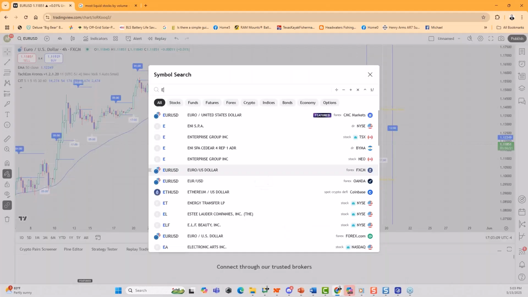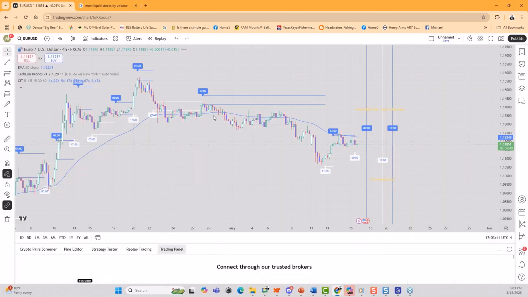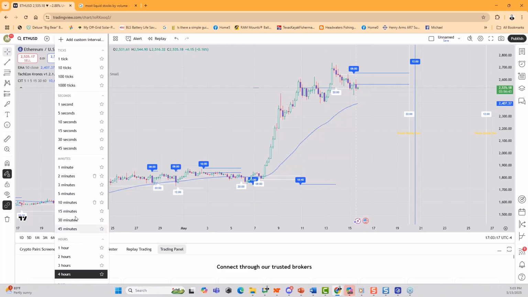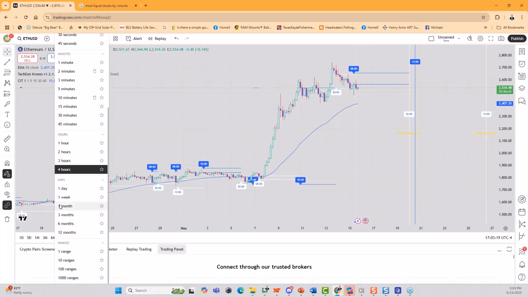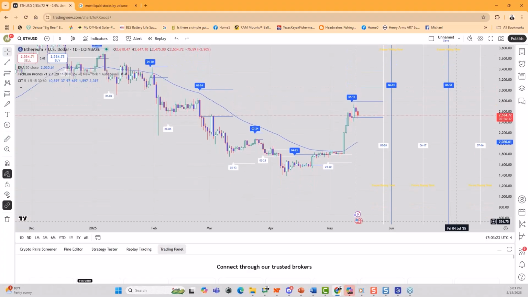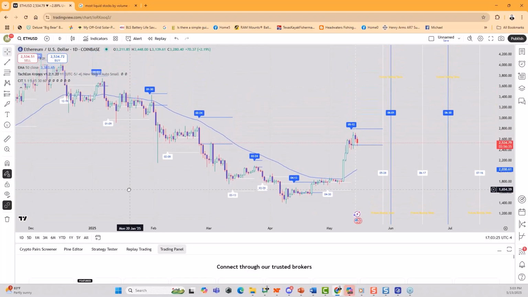Ethereum, ETH, USD, 4 hour. Let's look at a daily. On Ethereum, we'll look at it on the Kronos version. There's our Ethereum signal on the daily chart.